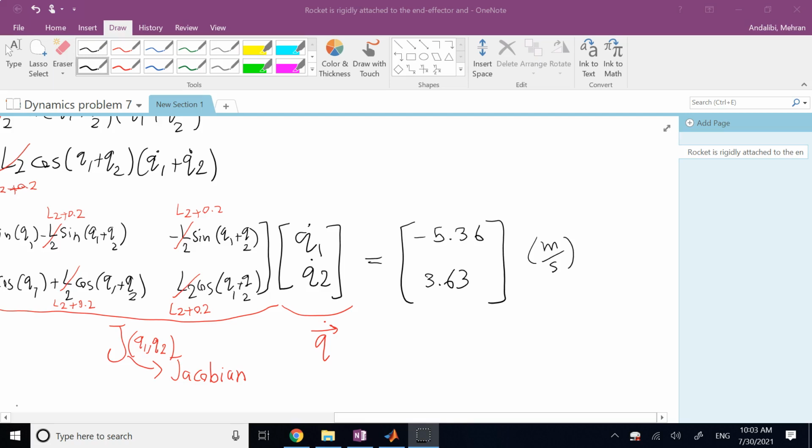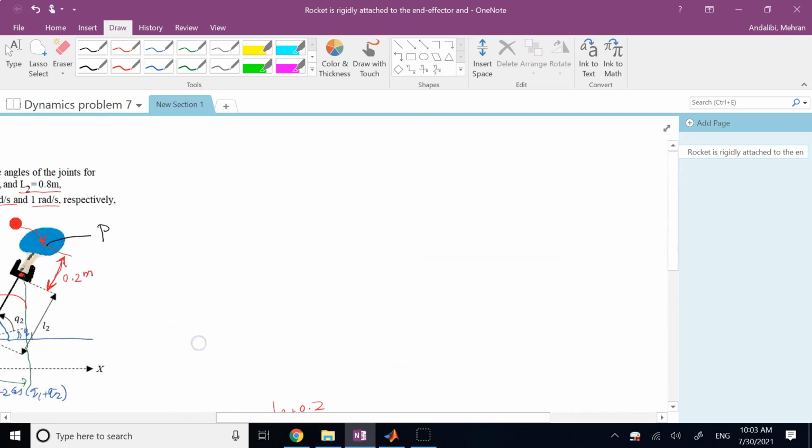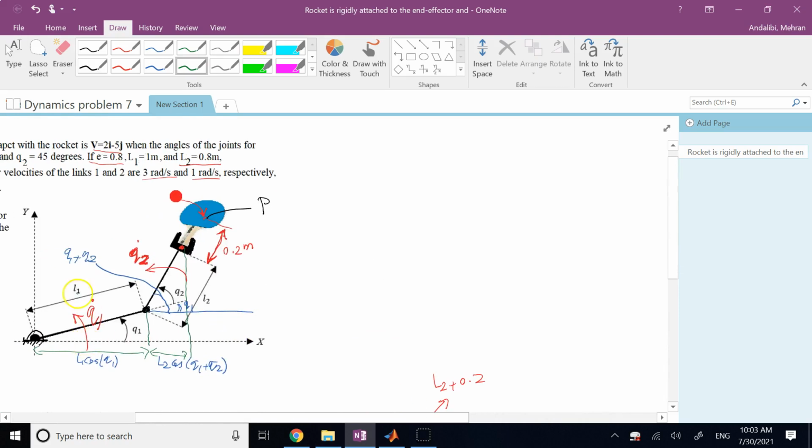Does it make sense? Yes, because this velocity means negative x and positive y, so it should be something like in this direction. And based on the motion that you see here, that both members are doing counterclockwise, then the impact point is moving like this, which is absolutely right. So definitely the number makes sense.